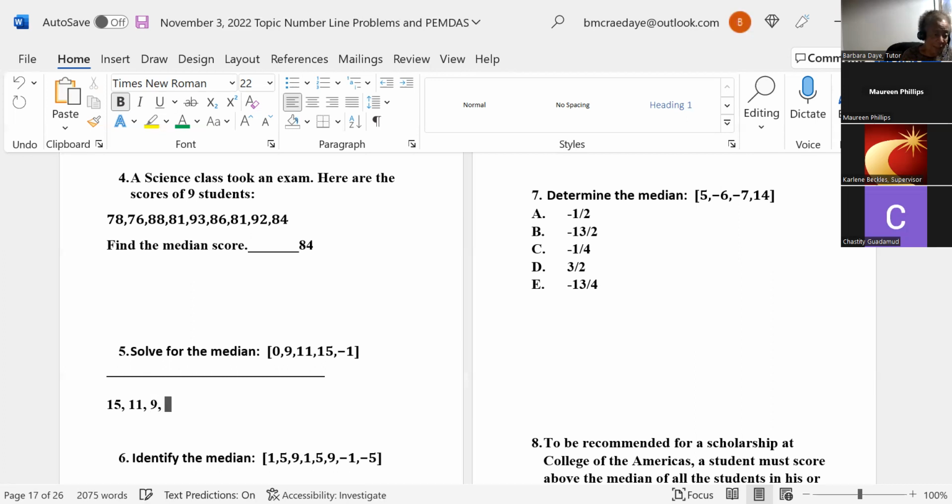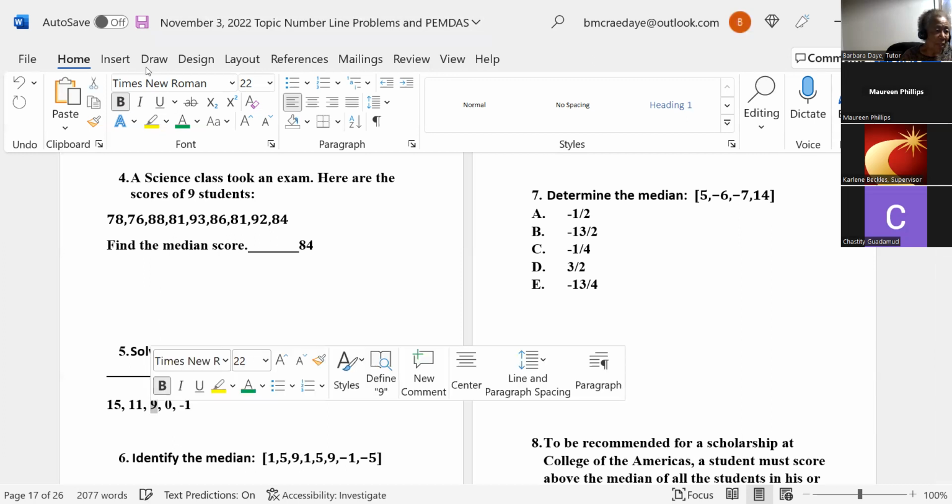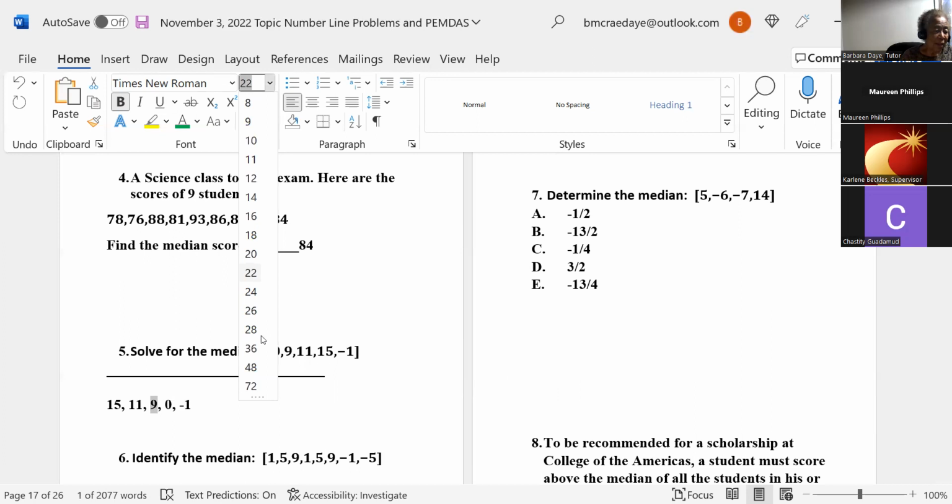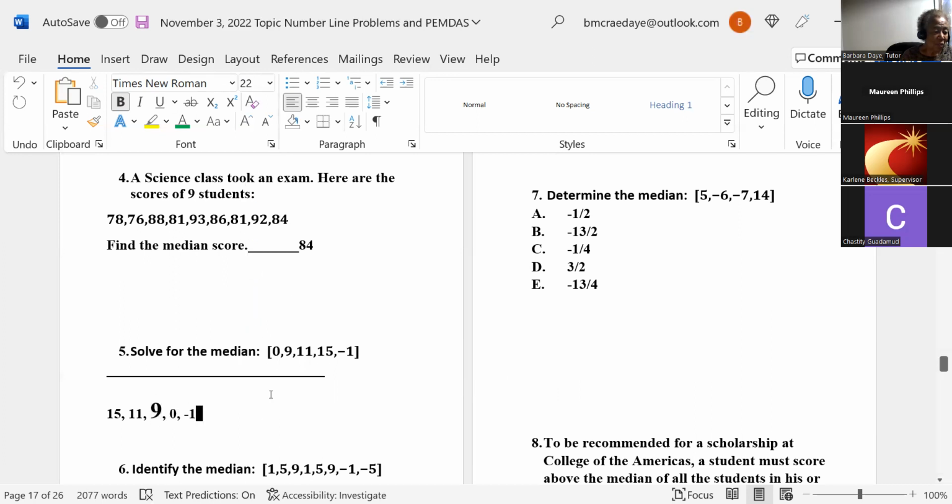Okay. That would be 0 and minus 1. That's it. 0, because 0 is bigger than a negative 1. Excellent. So what is in the middle? 9. All right, you got it. So 9 is sitting there in the middle. So let's just put here 9. Okay. So 9 is the median.